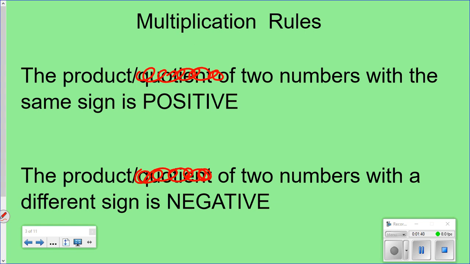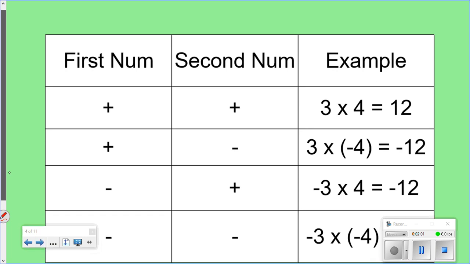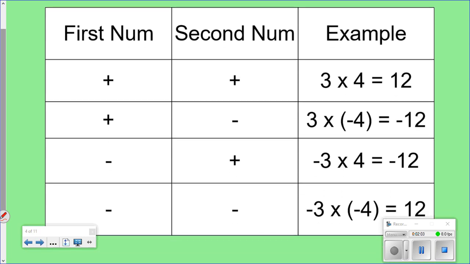So first thing you need to know is when you multiply two numbers that have the same sign, for example a negative and a negative number, the answer is always going to be positive. If you multiply two positives, the answer is always positive. If you have two numbers with different signs, it's always negative. Now I have a chart for you to write down so you can look at it and know exactly what the answer is going to be.